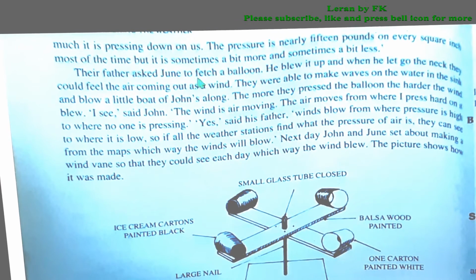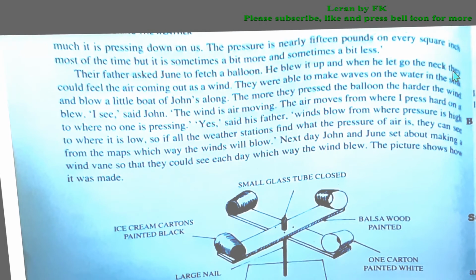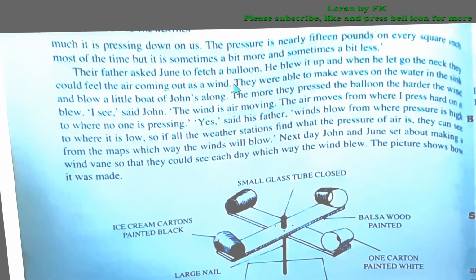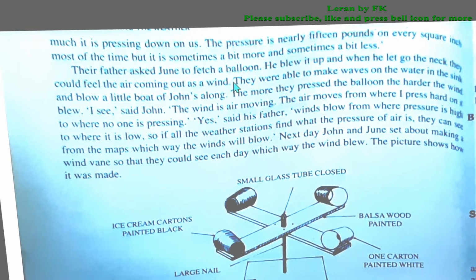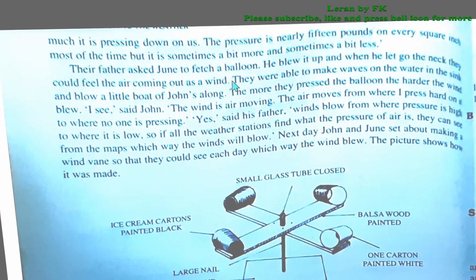Their father asked June to fetch a balloon. To fetch a balloon means to get a balloon. He blew it up, and when he let go of the neck, they could feel the air coming out as a wind. What happened when he blew it up? The balloon became bigger because of the air filling up inside. So when he let go of the neck, when he opened the neck of the balloon, they could feel the air coming out as a wind.